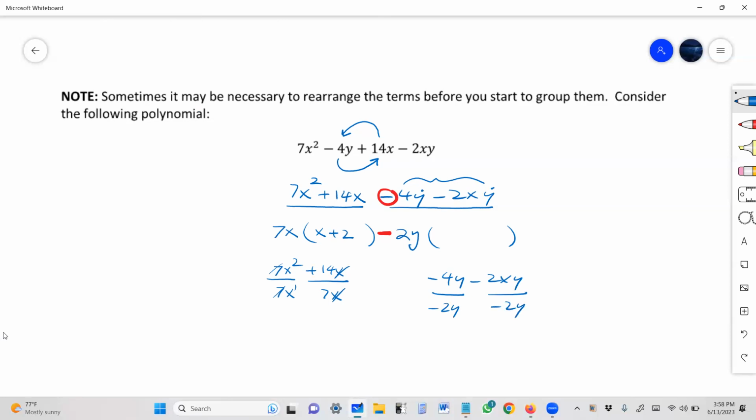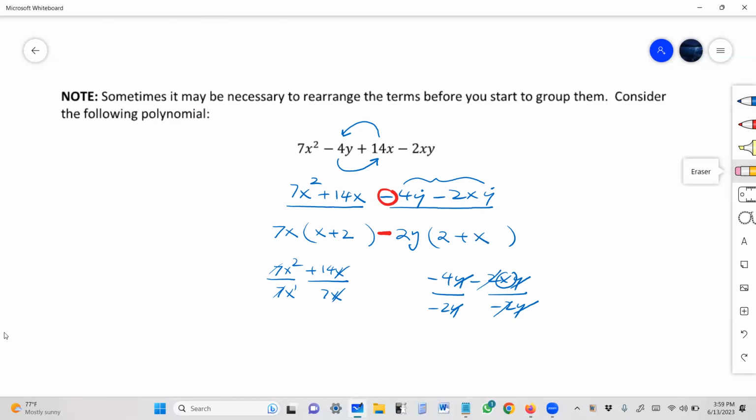So look what happens now. So I have the minus and minus divided by a minus, a plus. 4 divided by 2 is 2. The 2y's cancel. Negative 2 divided by negative 2, x out. y divided by y out. And I have a positive x. Positive x because these two minuses cancel. So I have positive x.